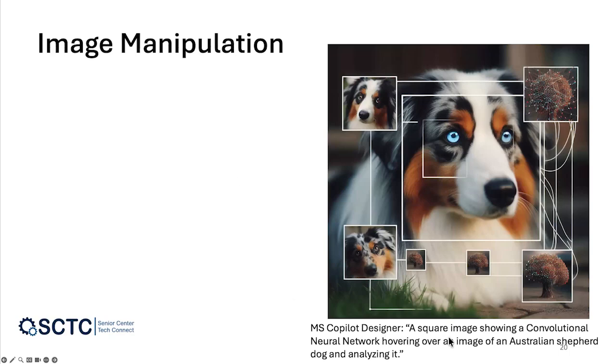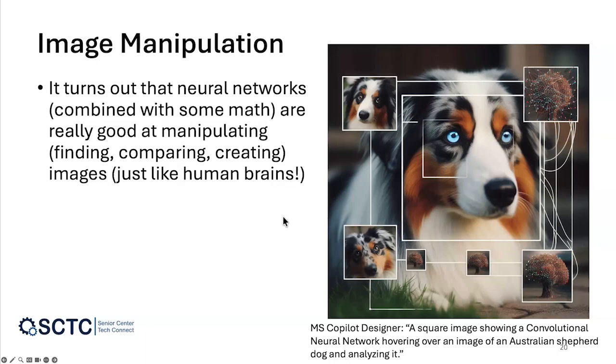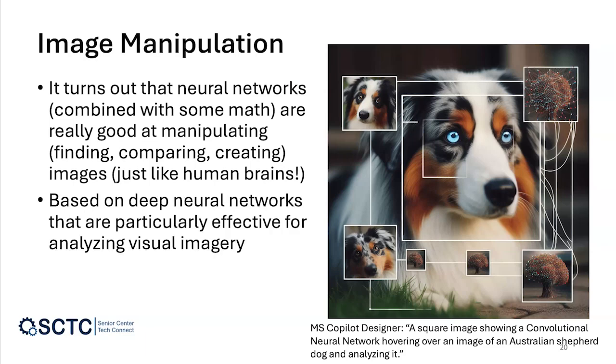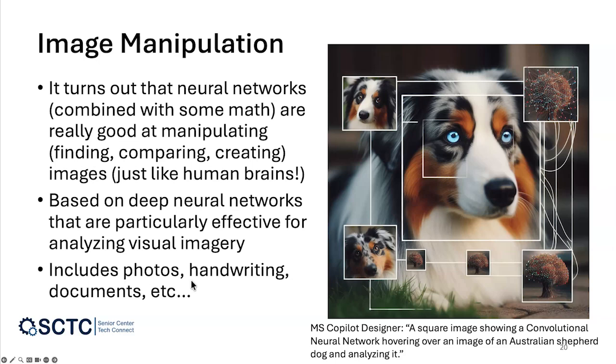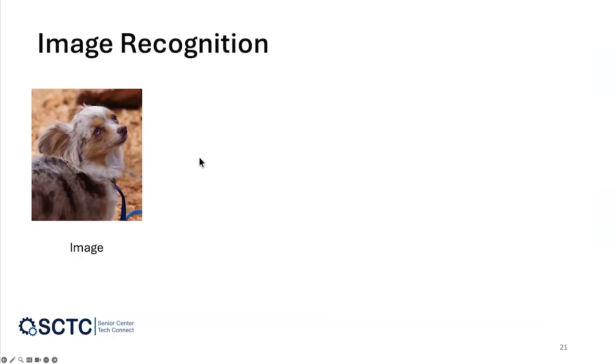So you can see here, I asked Copilot to, as you probably know, I'm an Aussie fan. It just turns out that neural networks, combined with some math, are really good at image manipulation. And that includes not only photos, but things like handwriting, transcribing documents, perusing videos, and that sort of thing. So Copilot built this image here to represent the AI analyzing an image of a dog, specifically an Australian Shepherd. This is my little Indy here.